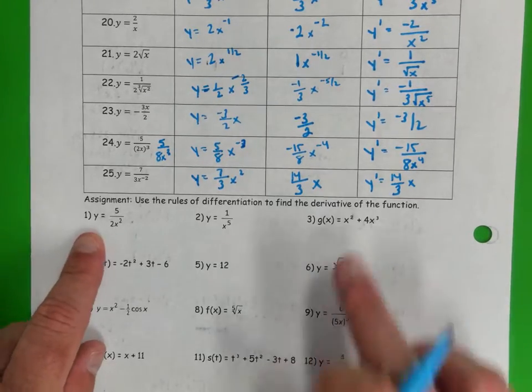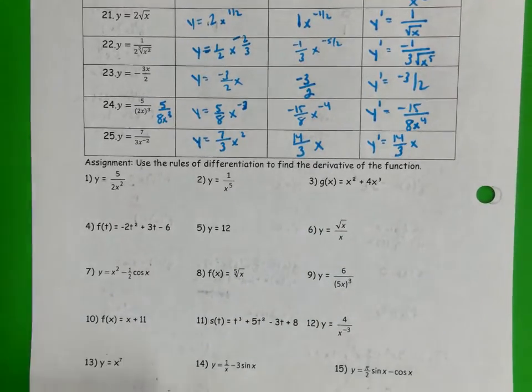Okay, I want you to do 1 and 3 right now, and we're going to go over it. Do 1 and 3. 1, 3, and 5. Do 1, 3, and 5. Do you need to rewrite 1? Do we need to rewrite that? Yes.